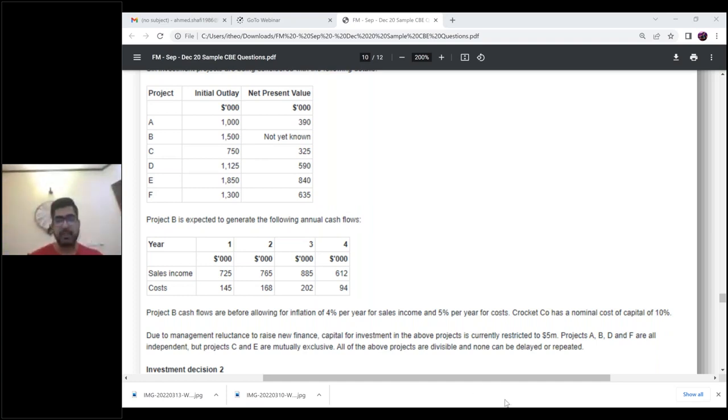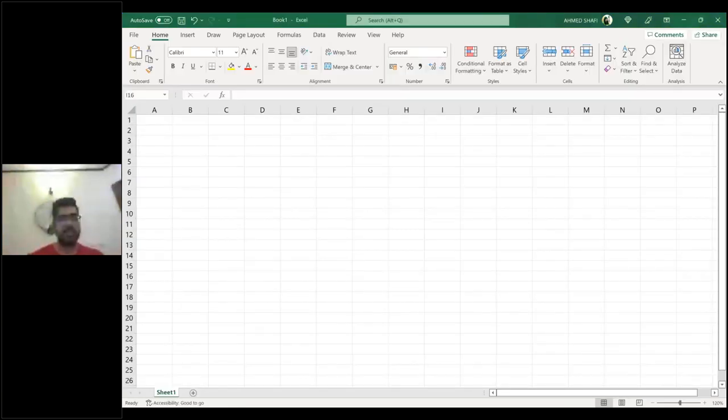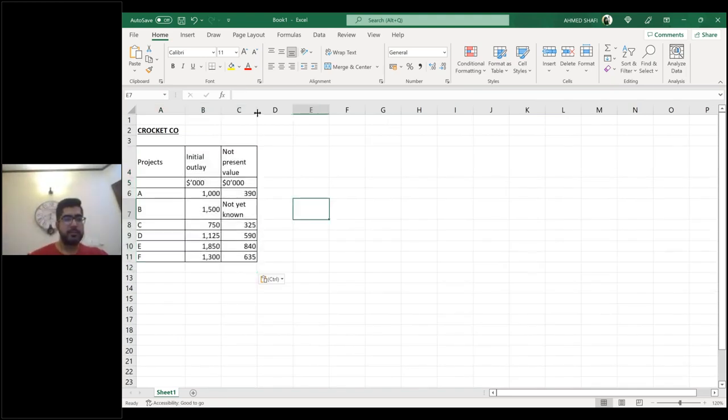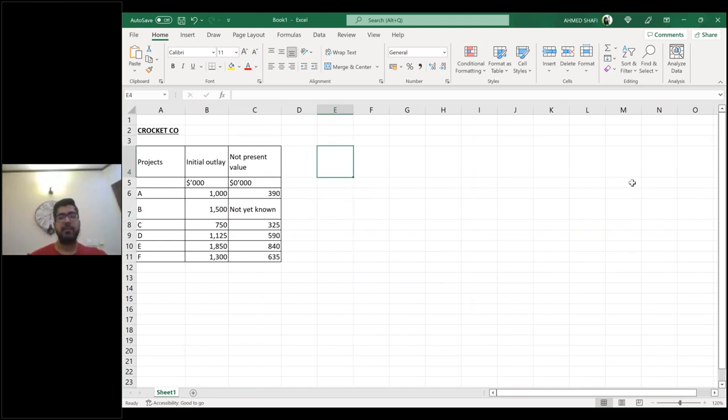Okay, so let's first gather some data. As you can see in this Crockett company question, I'm just taking some data for ease of understanding. There are six projects with us, A, B, C, D, E and F. To save time, you saw I directly copied the data from the question rather than typing. This is allowed in the exam. You can copy the data from the question onto your spreadsheet to save time.